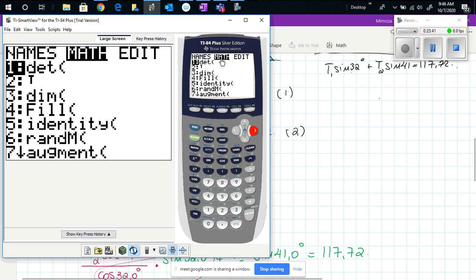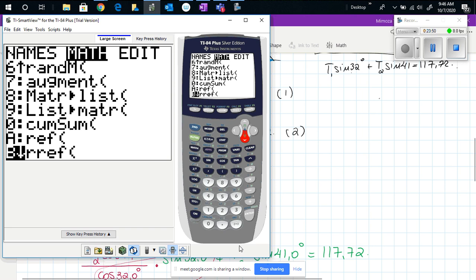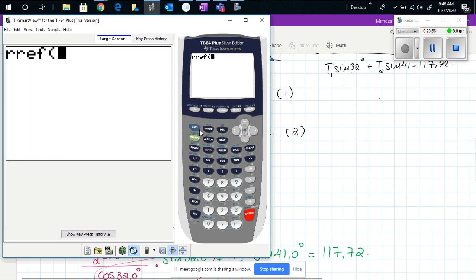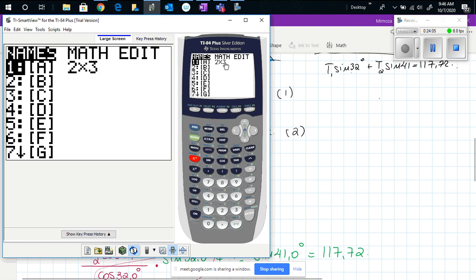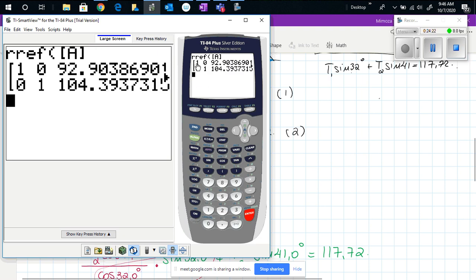Now, math, and go down to RREF. This one here, which is the B option. And the calculator is asking you which matrix you want to solve. And you will enter the matrix that you have entered the information into. Usually I always pick matrix A, but it may be a different matrix. So after you pick the matrix that you entered in, then you click enter.